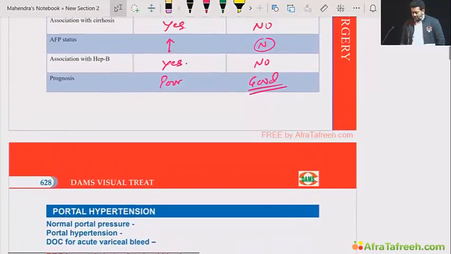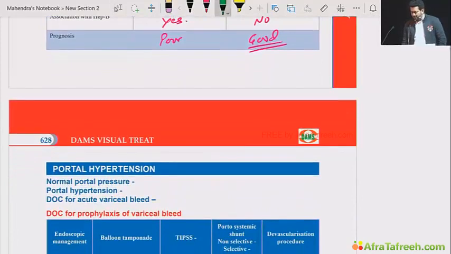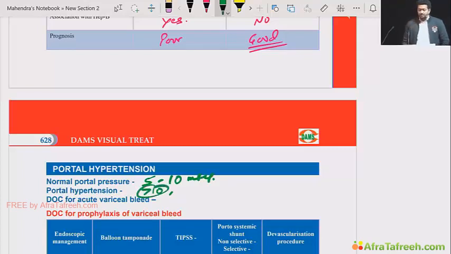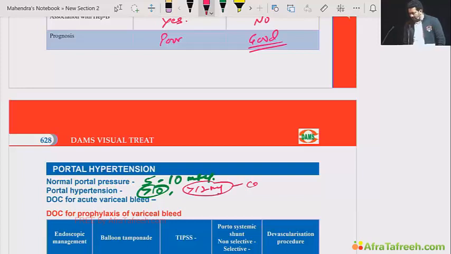Portal hypertension. What is the normal portal pressure? 5 to 10 millimeter. Portal hypertension is more than 10, but usually the complications like variceal bleed, you will see in more than 12 millimeter. So more than 12 millimeter, you will see complications.